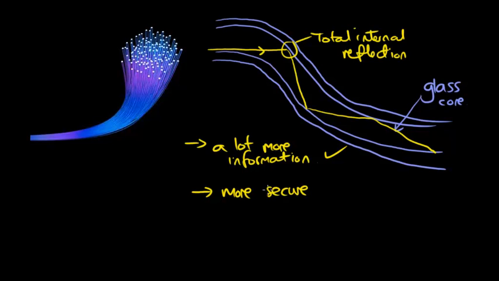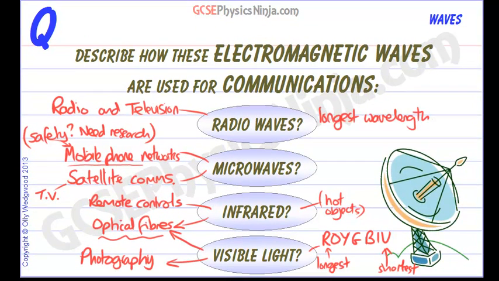Because radio waves can be transmitted everywhere, people can pick up those transmissions and intercept sensitive transmissions. Whereas along an optic fiber, it's much more difficult to intercept. You would have to actually tap into that fiber in order to pick up the pulses of light and then decode them to find out what the conversation was saying. So there are some applications of these electromagnetic waves, and you need to be able to describe the uses.